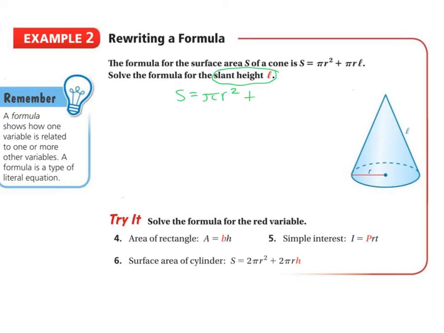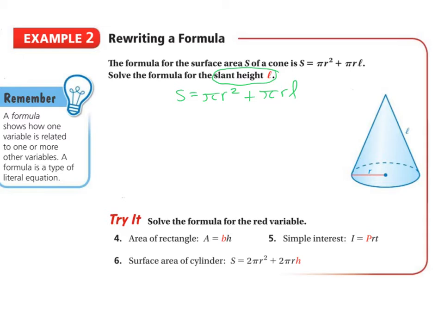We need to start memorizing some of the more common ones. And πrL is the lateral surface area of the cone, where L is the slant height. Okay, so now we're going to be solving for this guy right here. All right, let's get started.